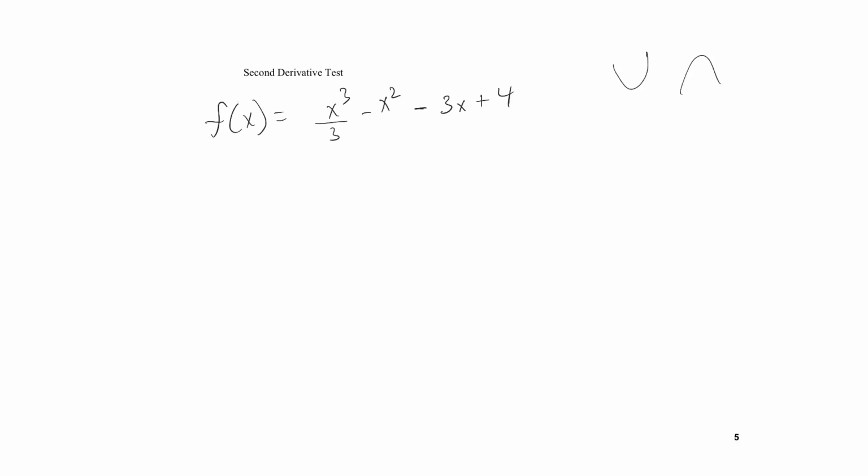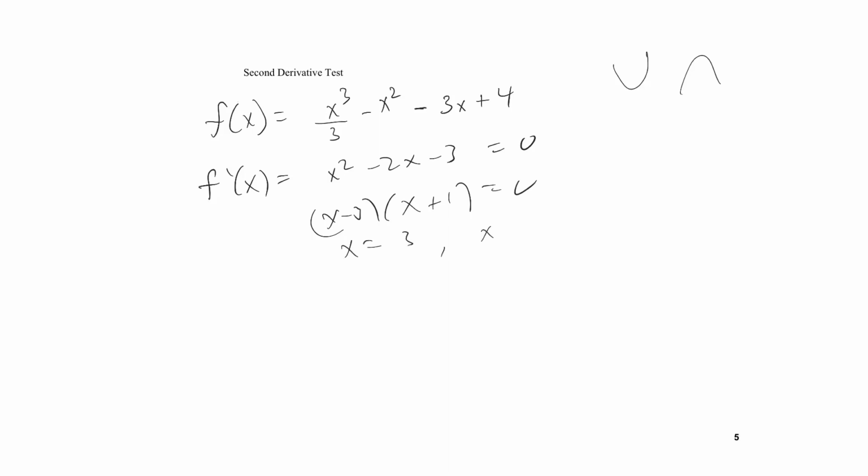A cubic will most likely have 2 turning points. Let's find these turning points here. So we take the first derivative using the power rule. We end up getting x squared minus 2x minus 3. We set the derivative equal to 0, and then we factor, and we end up getting 2 numbers, which is x equals 3 and x equals negative 1.